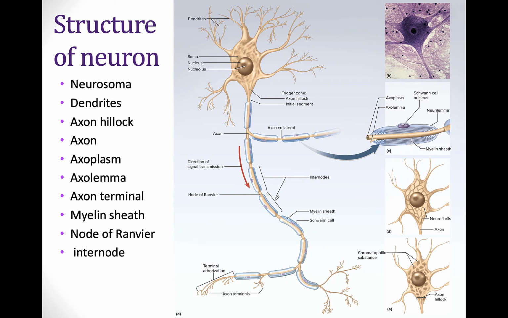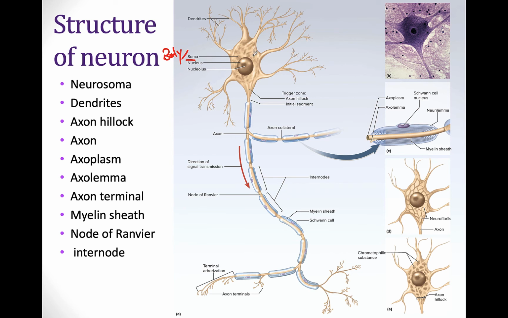Here you can see the structure of a typical neuron. So up here we have the neurosoma, which is the body. In here it's just written soma. You can also call it the neurosoma. You can also call it the body. This is where most of the cell organelles are.